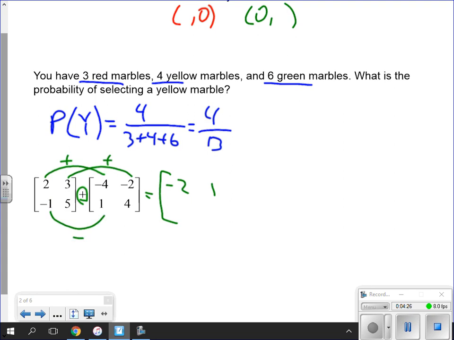I add these 2 numbers. -1 plus 1 is 0. I add these 2 numbers. 5 plus 4 is 9. So that's my answer. If I have a subtraction in between, I subtract the ones. Not a big deal.